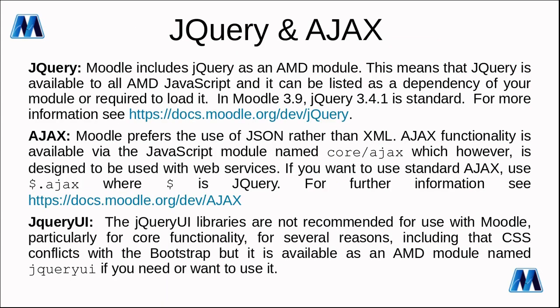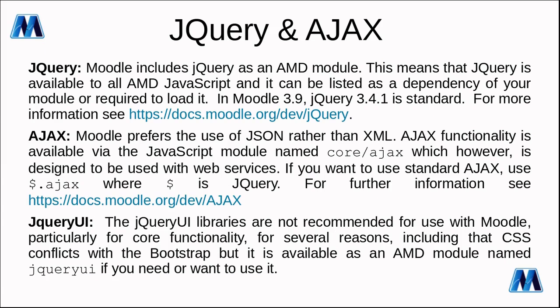Okay. So Moodle includes jQuery as an AMD module for the JavaScript framework. That means jQuery is available to all AMD JavaScript and can be listed as a dependency for your module and required to load it. Okay. In Moodle 3.9, jQuery 3.4.1 is standard. I'm not quite sure, I think it's still 3.4.1 in 3.11, but you can always go and have a look at the documentation to make sure you know what you're dealing with.